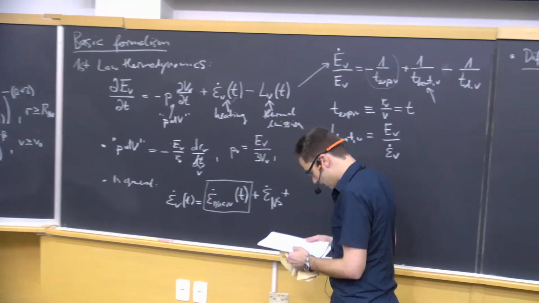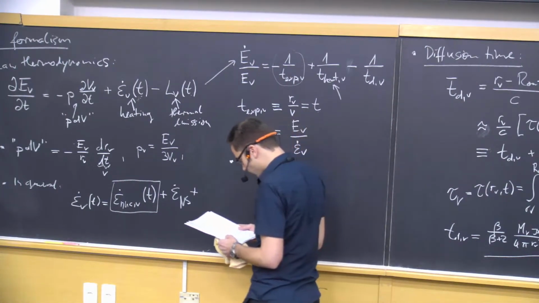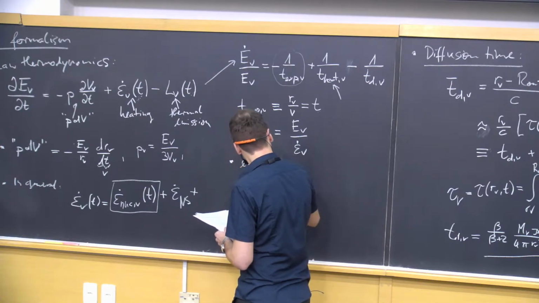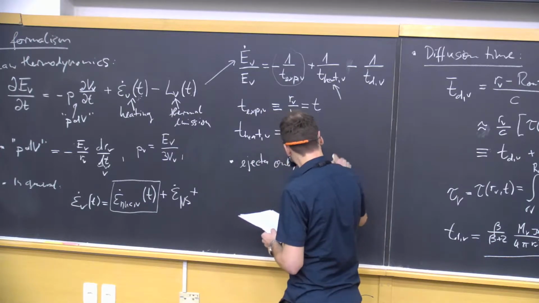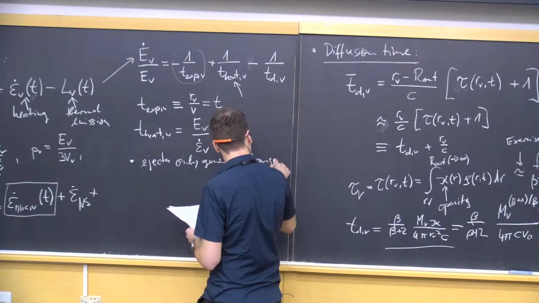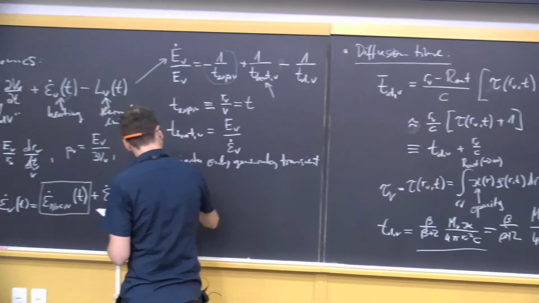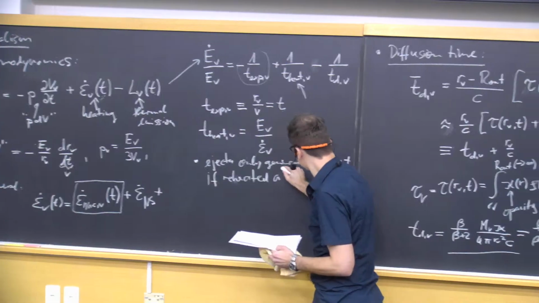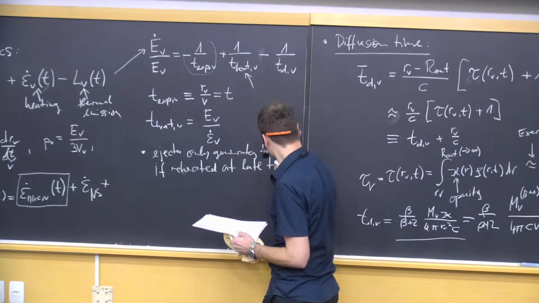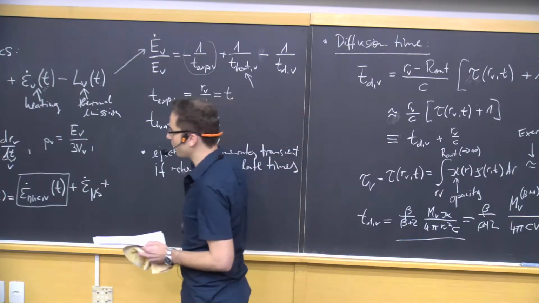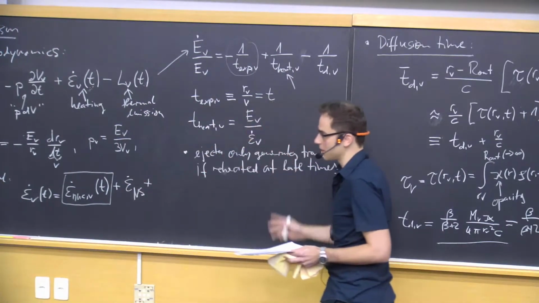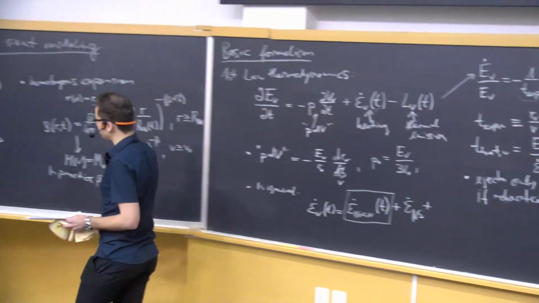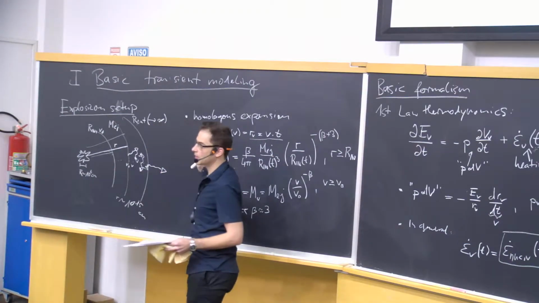So that was just a side remark. And so the important conclusion is that ejecta only generates a transient if reheated at late times. And to be more specific, as we'll see in a second, this heating time scale has to be essentially comparable to the diffusion time scale. So this material has to be heated on the same time scale for this material to expand and to become optically thin.